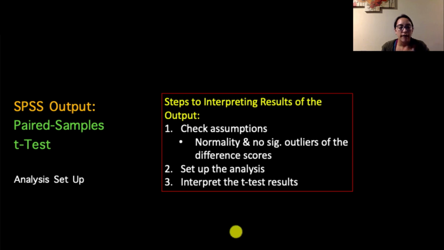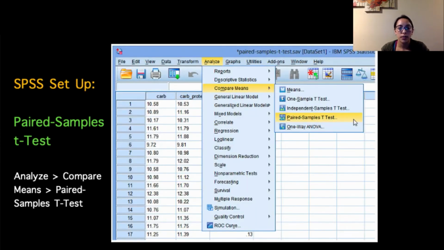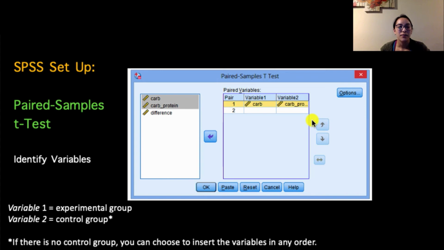So once we have our assumptions checked, our next goal is to set up the analysis for the paired t-test, which is pretty similar to how we got to the independent samples t-test. So we'll go to Analyze, Compare Means, and then Paired Samples t-test. Thank you, SPSS, for making this simple. From there, you'll identify the variables that will be compared to each other. So these will go into a box listed as paired variables.